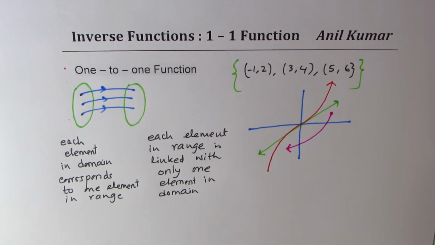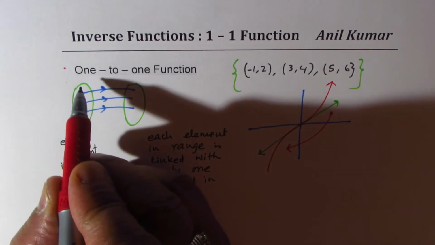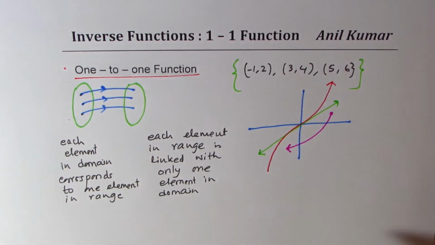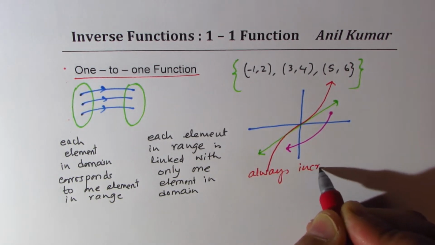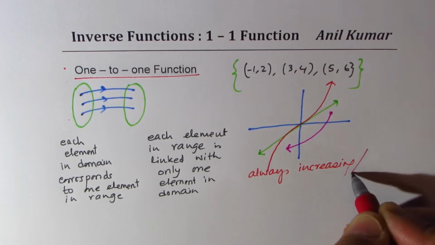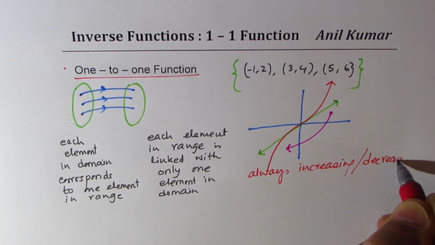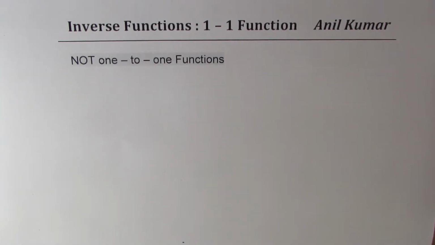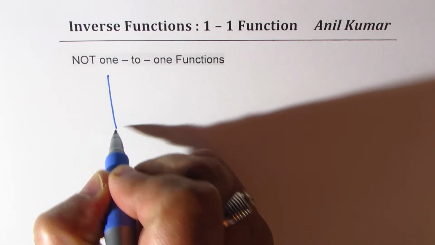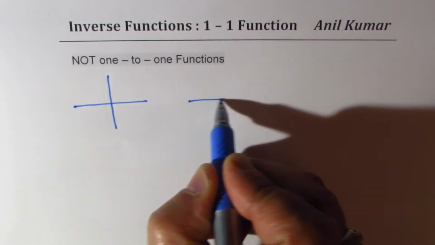So what you notice here is that the one-to-one functions are, you will say, always increasing, or they're always decreasing. Correct? So that is also kind of very important characteristics which one-to-one function will have. So all these are good examples of one-to-one function.